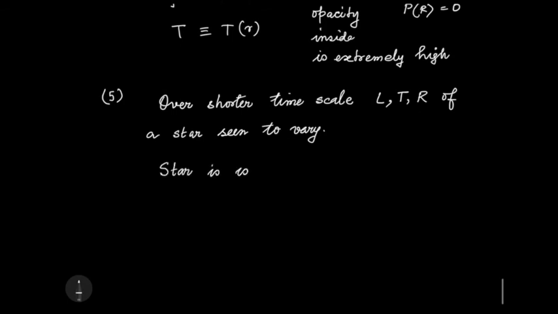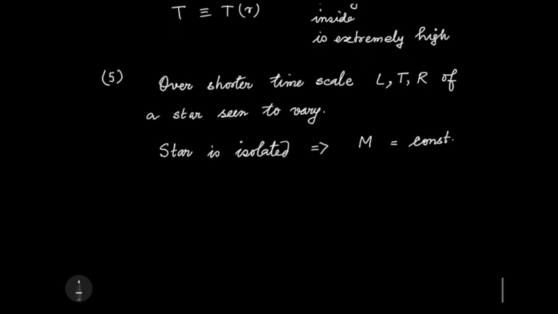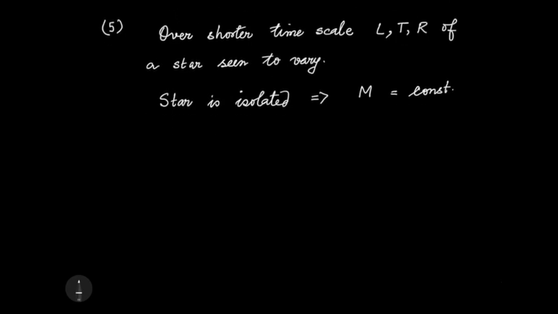On the other hand, the star is isolated. That is my first assumption. This tells me that M, the mass of the star, is a constant. Now it is not that in the entire journey of the star the mass remains constant, but in most of the journey of the star which we'll deal with, the mass remains constant. So because of that, we'll use mass to parameterize the star.